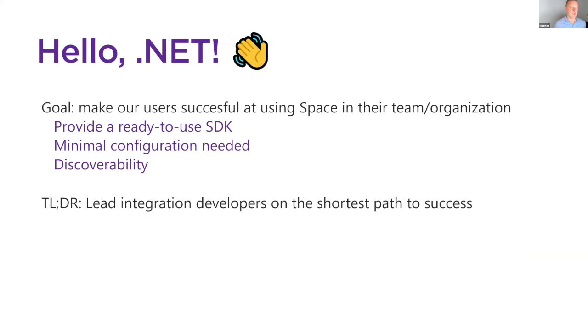So the idea was, for Kotlin and for .NET at least, and probably in the future some more programming languages as well, to provide a ready-to-use SDK that you can start working with. That makes it very discoverable how you can do certain things as an integrator, and also means you don't have to configure a lot. Essentially, if you look at the SDK, what we'll need is the URL to your Space organization, a client ID and a client secret, and that should be the minimal configuration required for a lot of operations.